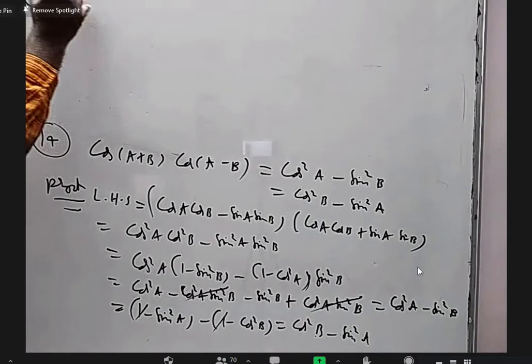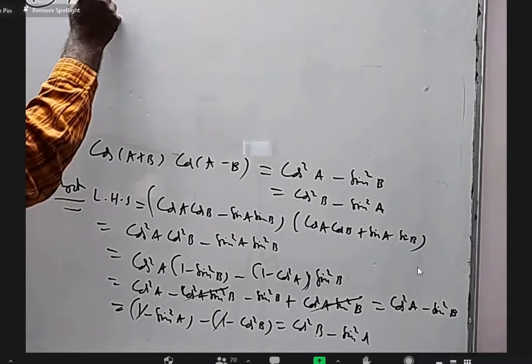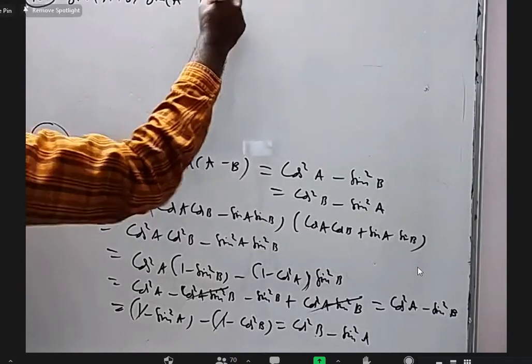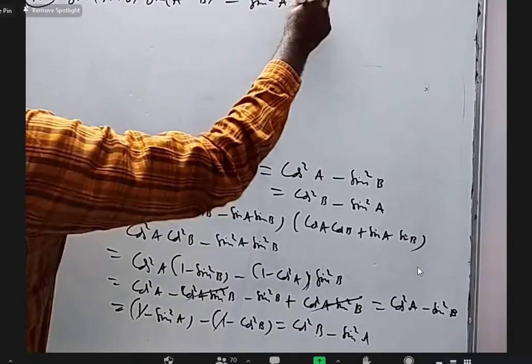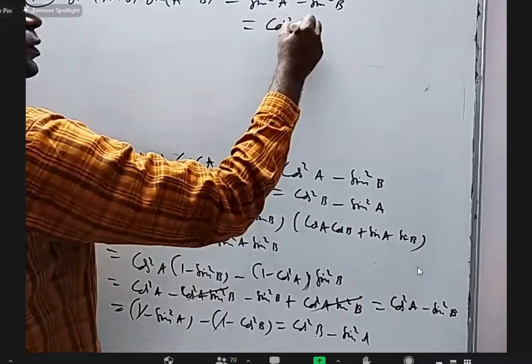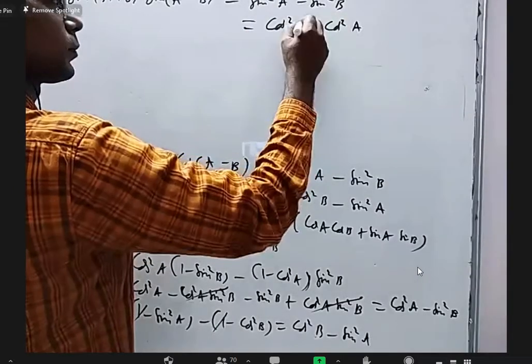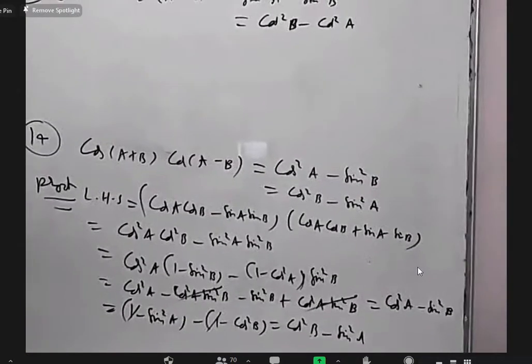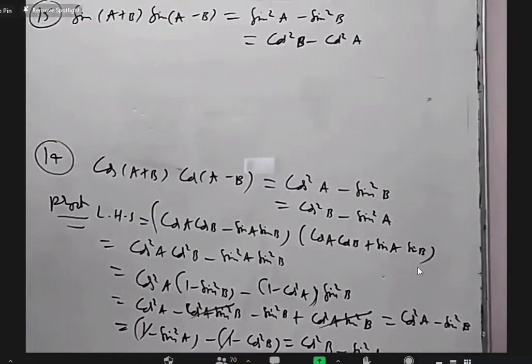Okay. This one you derived. I'm not going to write the proof, but now itself we can try to prove it. Sin(A plus B) into sin(A minus B) is sin square A minus sin square B, or cos square B minus cos square A. Okay, try to prove this.